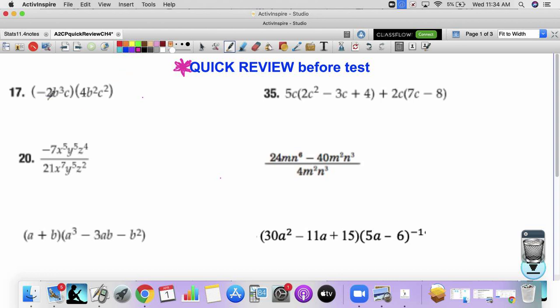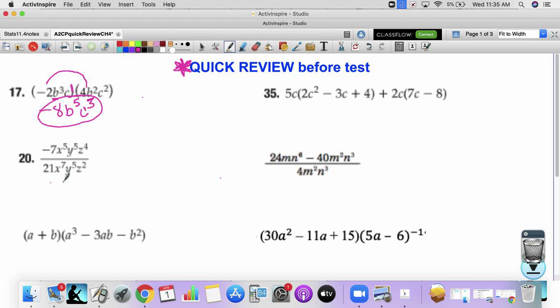So, quick review. You could see something like a mono times a mono. To do this, we're going to multiply like terms. So, negative 2 times 4 is negative 8. B to the third times b squared means we add. When we multiply bases, we add our powers. So this is going to become b to the fifth. And then c to the first times c squared, I add those powers, I get c to the third. Okay, so here's my answer for that one. Mono times a mono should equal a mono.